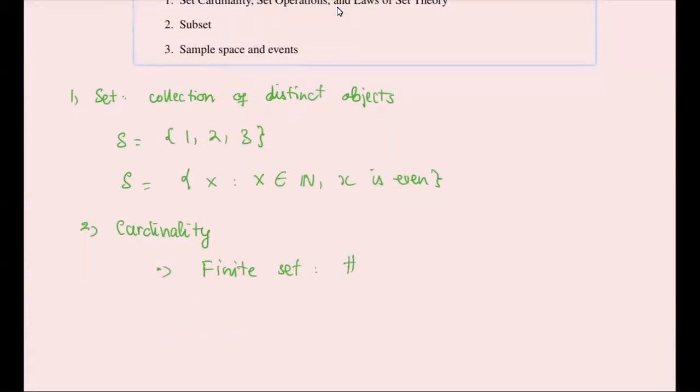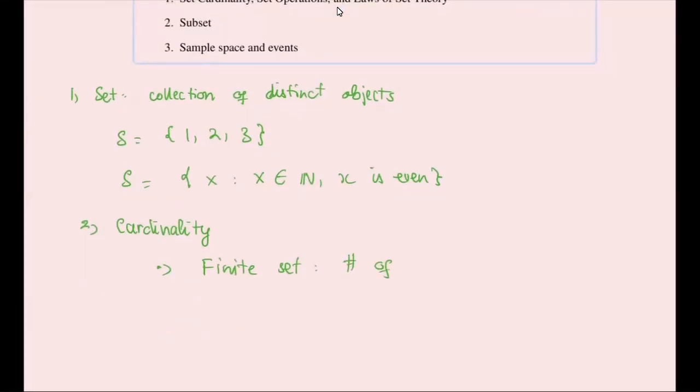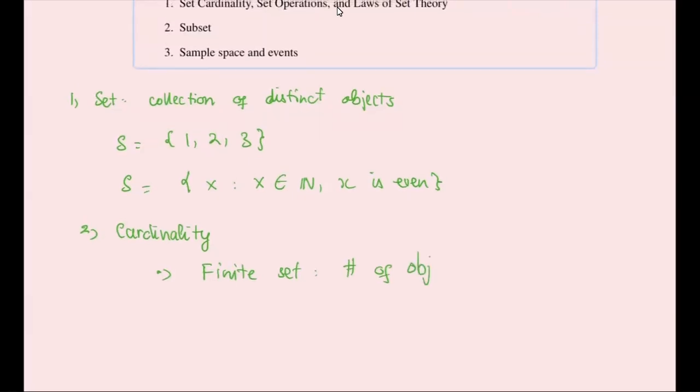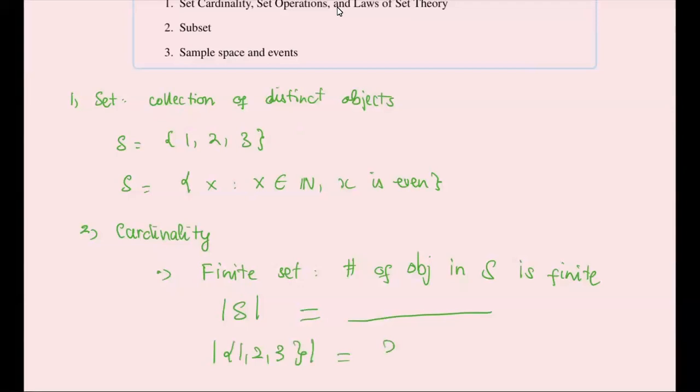Is when the number of objects in the set is finite. For a finite set, the cardinality of a set is exactly equal to the number of objects in the set. For example, if you take the set S equal to 1, 2, 3, then the cardinality of this set would be 3 because you have 3 elements in the set.